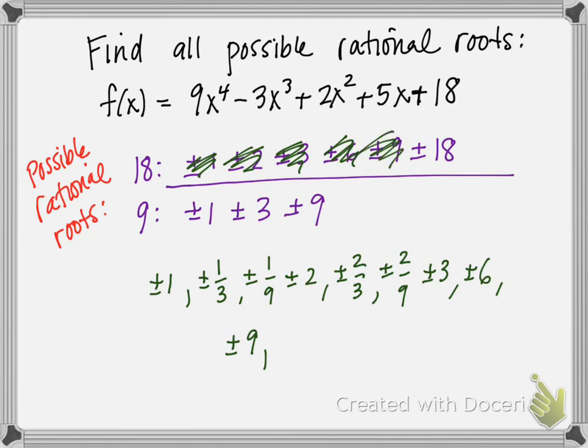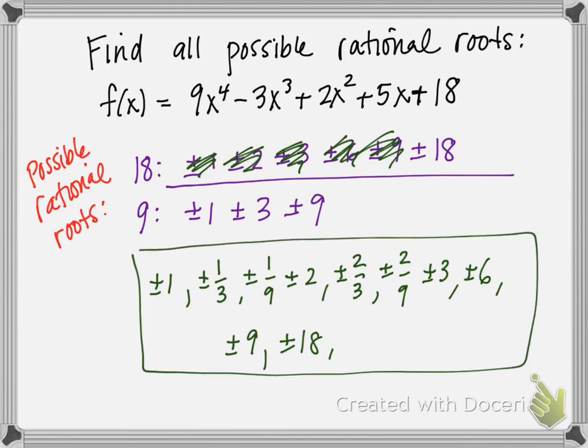We are on to the 18. So 18 divided by 1 is plus or minus 18. 18 divided by 3 is 6, and we already have that in our list. And lastly, 18 divided by 9 is 2, and we already have that in our list. So this completes all of the possible rational roots.